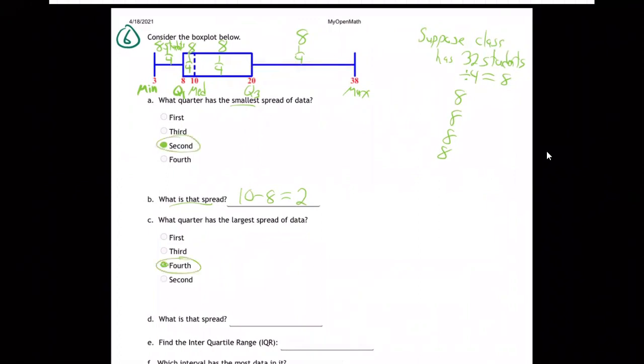This other one was the second. And what is the spread of that one? Well, it goes from 38 to 20. So let me subtract those. That's a spread of 18.